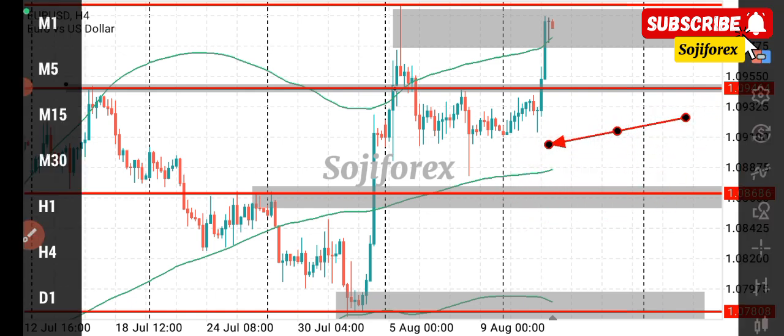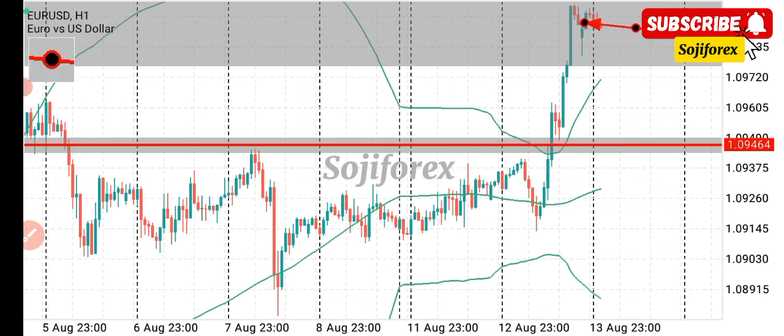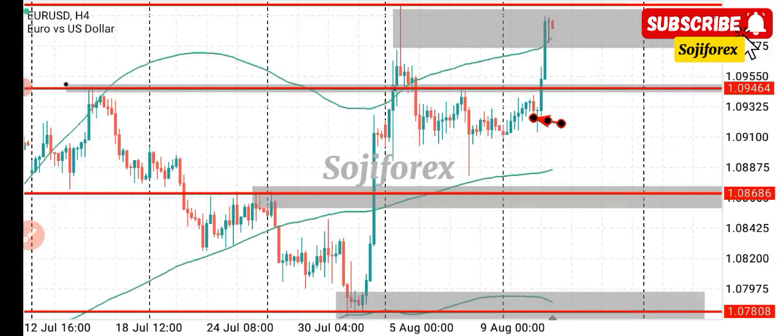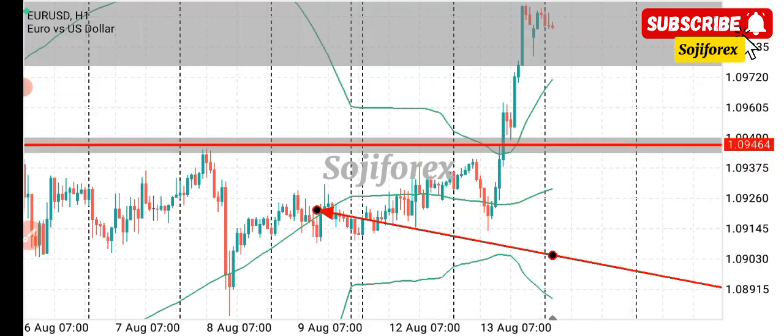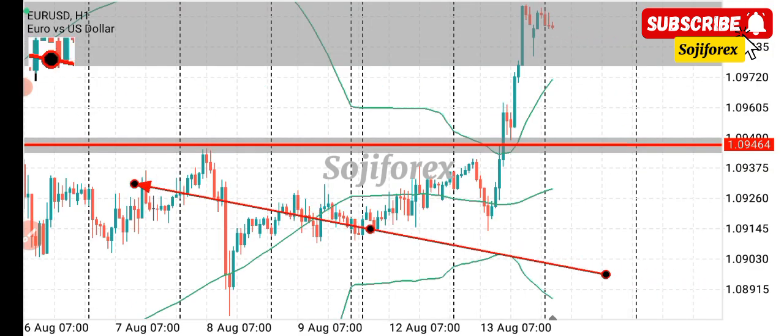Let's move to our 1-hour time frame. Price is already at this zone. So now price is at our area of supply, and at this zone we are looking for a sell. You can see price has gone back here to retest this zone, and not only is price here to retest, price is at the upper Bollinger Band. So we'll be hoping for a signal for us to sell.